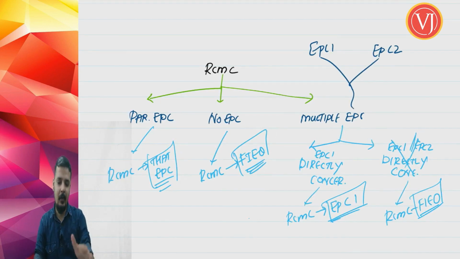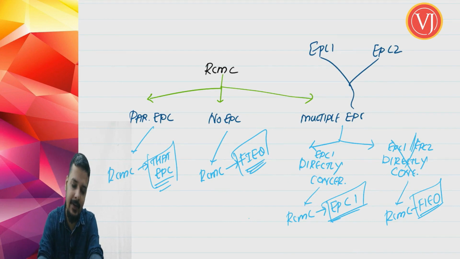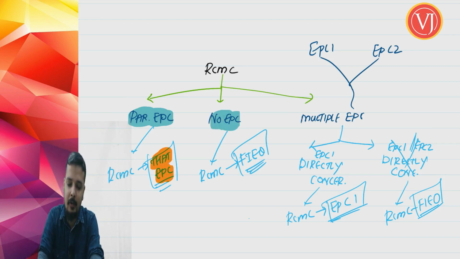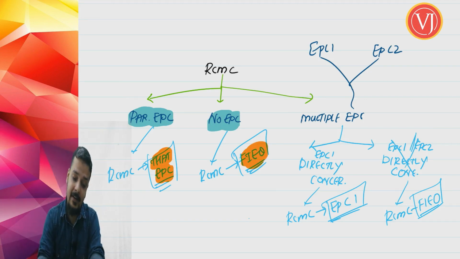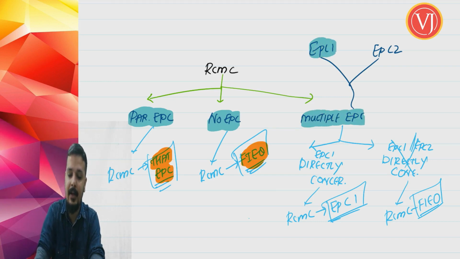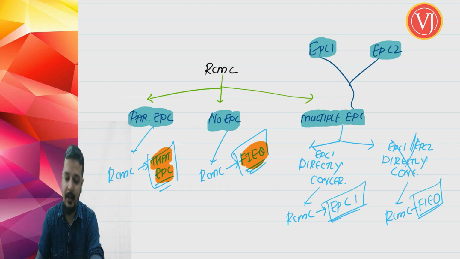Right. Friends, if you look at this particular chart, you will find that if there is only one single EPC for your product, then apply for your RCMC from that Export Promotion Council. If for your product you don't have any Export Promotion Council, don't worry, you apply for RCMC from your Federation of Exporters Organization. And a very peculiar scenario: for your product you have multiple EPCs, EPC1 and EPC2, say for example. Right, find out which EPC is more directly concerned.